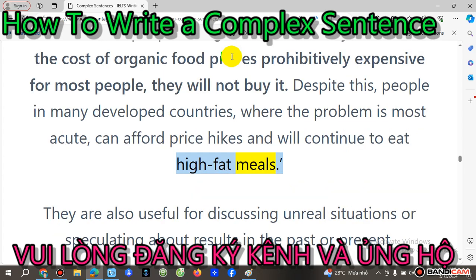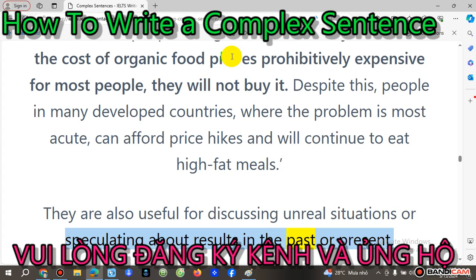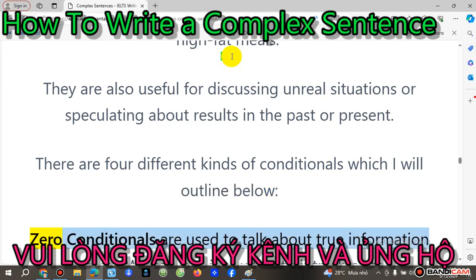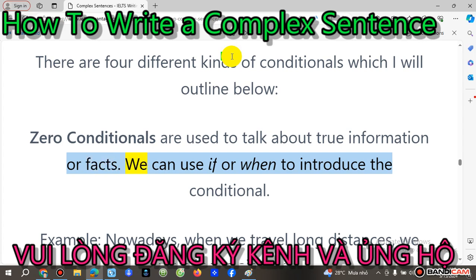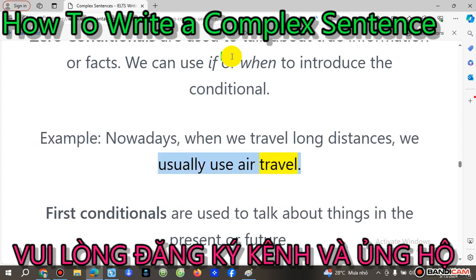to eat high-fat meals. They are also useful for discussing unreal situations or speculating about results in the past or present. There are 4 different kinds of conditionals which I will outline below. 0 conditionals are used to talk about true information or facts. We can use if or when to introduce the conditional. Example, nowadays, when we travel long distances, we usually use air travel.